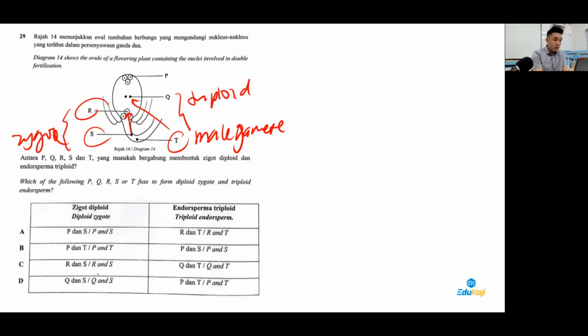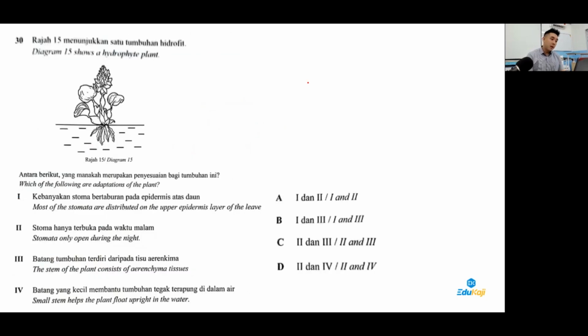So RS, PS. The PS one. Oh no, option. The option is wrong. So RS QT. Okay, C. This one form the triploid nucleus, I remember, and underneath is endospermic nucleus. So 29C. Again, this one, the Keladi bunting, the water hyacinth.